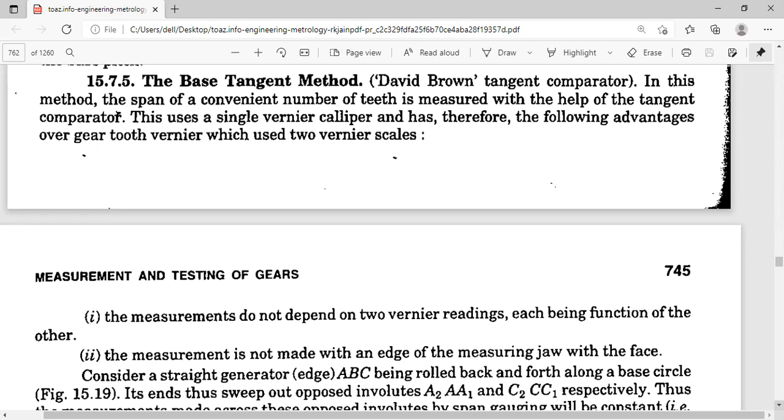So in the tooth thickness, what we have shown, that H value or D value we have calculated, you try to adjust the position on the vertical vernier with the help of the value. You try to get the theoretical value, and afterwards at that particular position you have to measure the W, that is the gear tooth thickness. So that is the method already we have discussed.